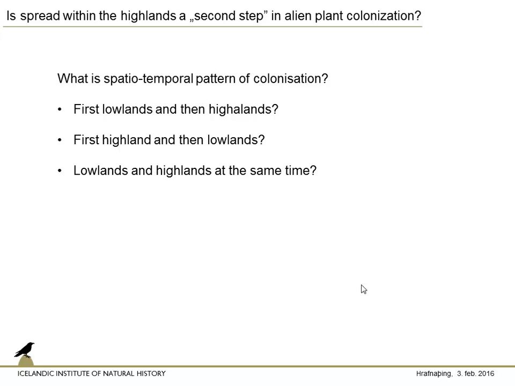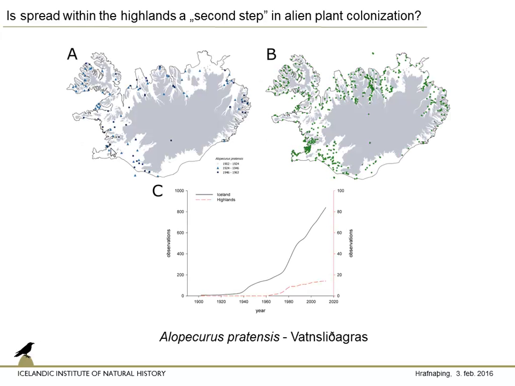Another question that I asked during the research on non-native plants in highlands was, is the spread within the highlands a second step in alien plant colonization? So basically, I try to answer the question, what is the spatio-temporal pattern of colonization? So if the first lowlands are colonized and then highlands, or maybe first the colonization starts from highlands and go to lowlands, or maybe lowlands and highlands are colonized more or less at the same time. And here we have results for selected species, but I think the general trend is the same.